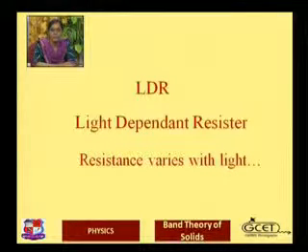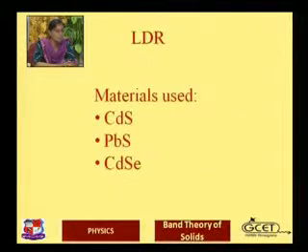The light dependent resistor. As the name suggests, its resistance varies with light. It is not a diode, it is actually a simple semiconducting wafer, a semiconducting material whose resistance varies with light. If it is illuminated, the resistance varies.